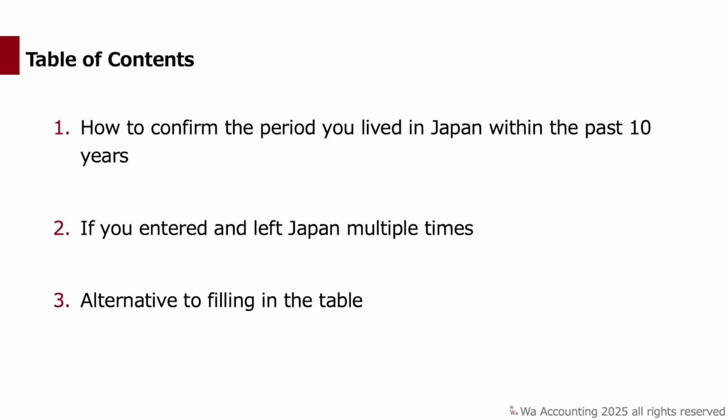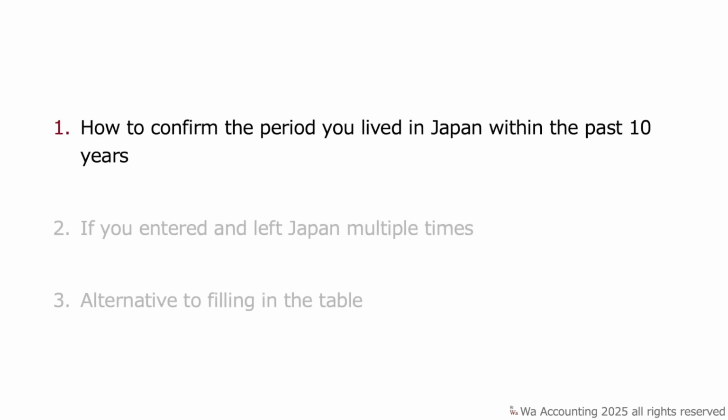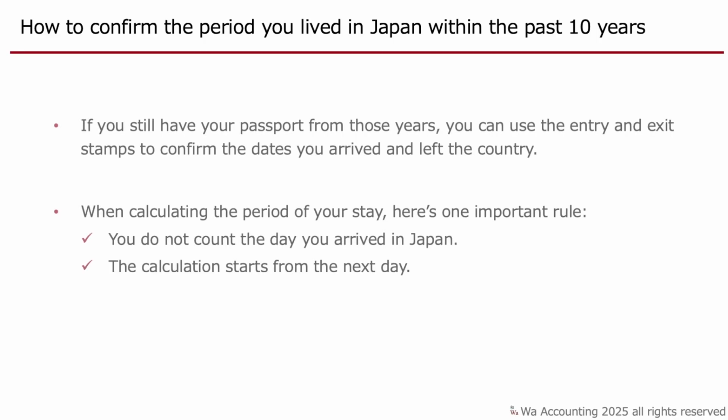In this explanation, I'll focus on how to fill out one important part of that form, the section where you confirm the periods you lived in Japan during the past 10 years. Now, how can you check the periods when you lived in Japan? If you still have your passport from those years, you can use the entry and exit stamps to confirm the dates you arrived and left the country.